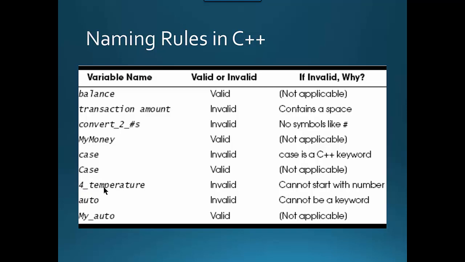And then this one's invalid because it starts with a number. Auto is invalid because it's a keyword. And myAuto is valid, although, again, I prefer lowercase to start for a variable name.